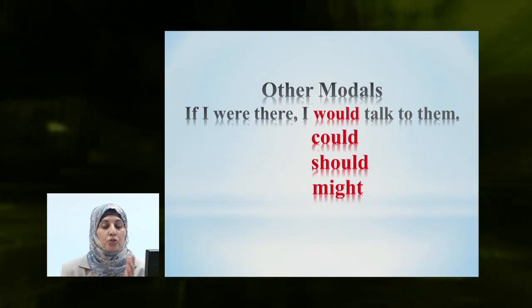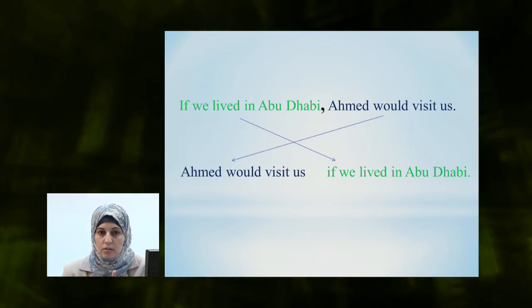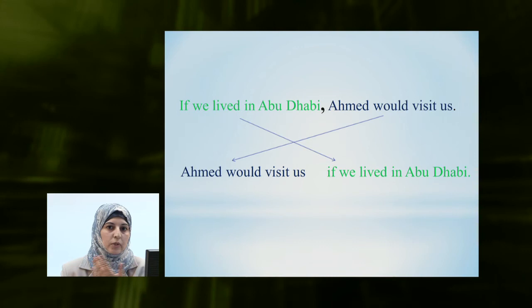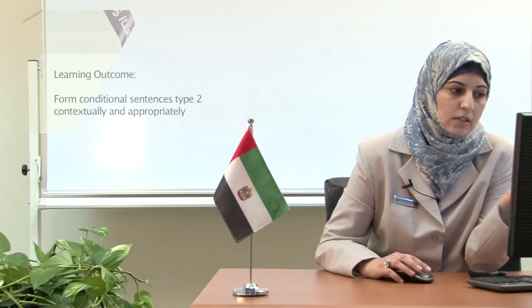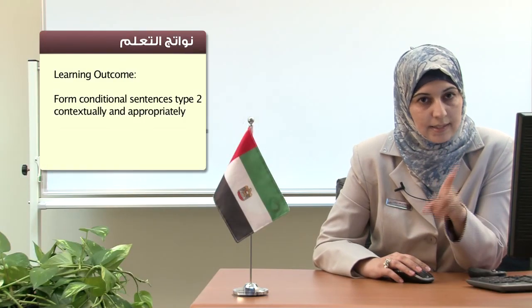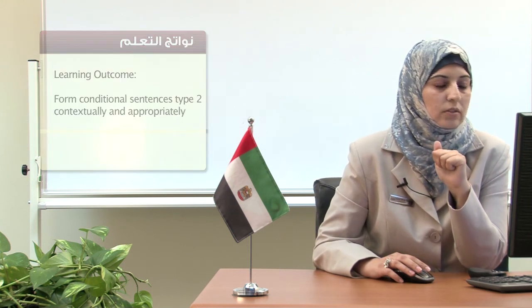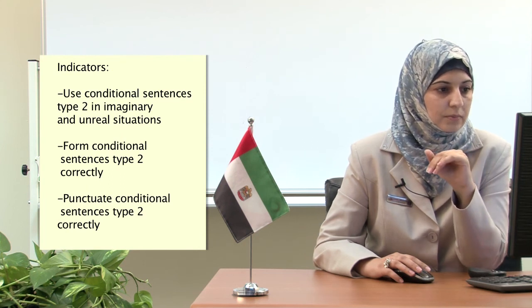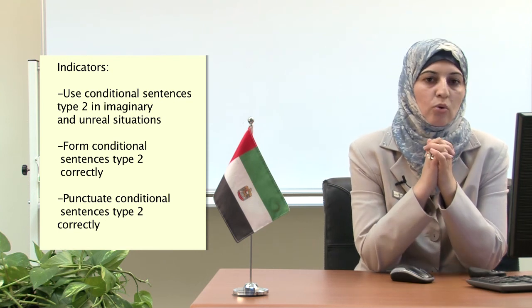And remember that we may use other modals in addition to would. So you can say, if I were there, I would talk, I could talk, I should talk, I might talk. And remember also that you can start with the main clause. So you can say, if we lived in Abu Dhabi, Ahmed would visit us. And you can say also, Ahmed would visit us if we lived in Abu Dhabi. In this case, drop the comma. And the contraction of would and not is wouldn't. And you say, if I had my book now, I wouldn't borrow yours.